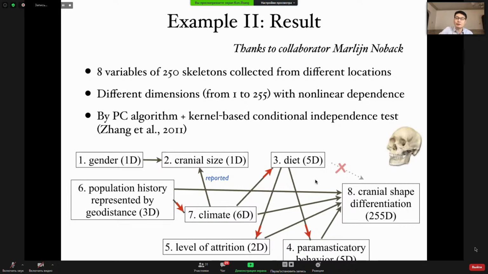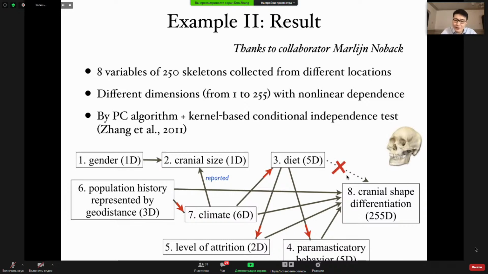However, we can still discover something novel compared to the information discussed in the literature. Right here, in the literature, they say the diet is a cause of cranial shape differentiation, which means what you eat will change how you look. It's fine, right?